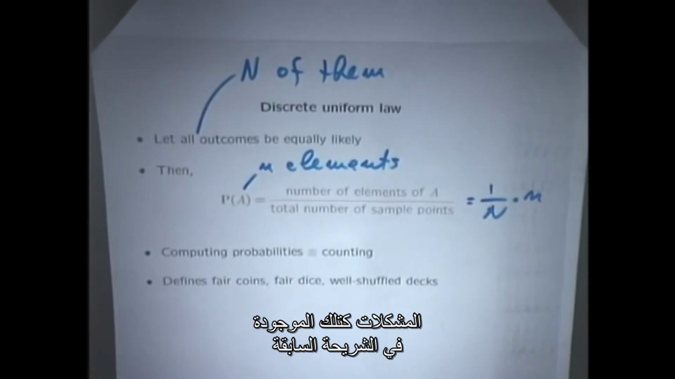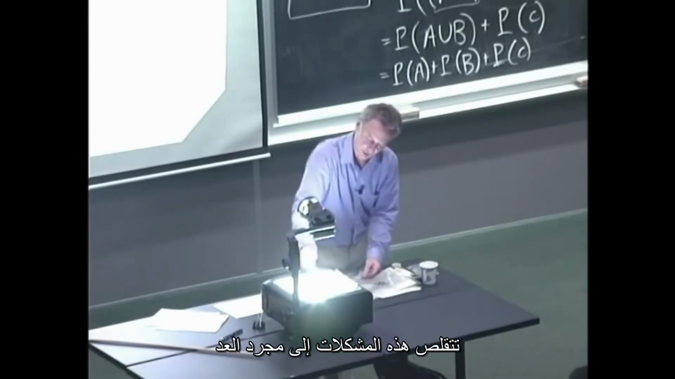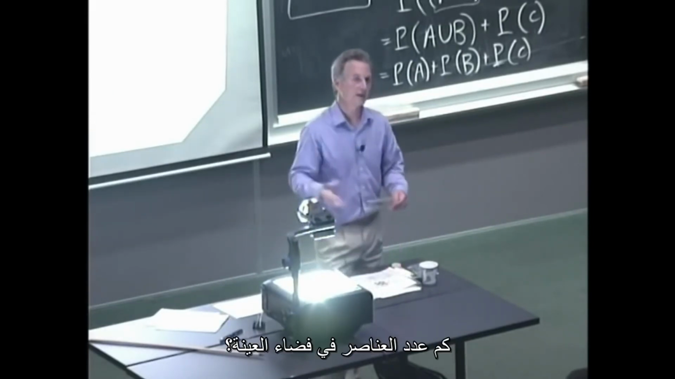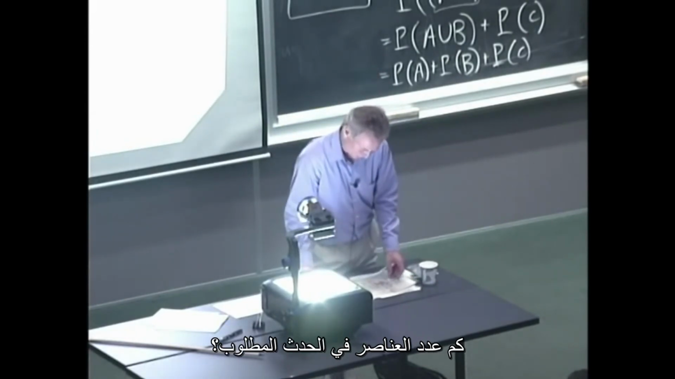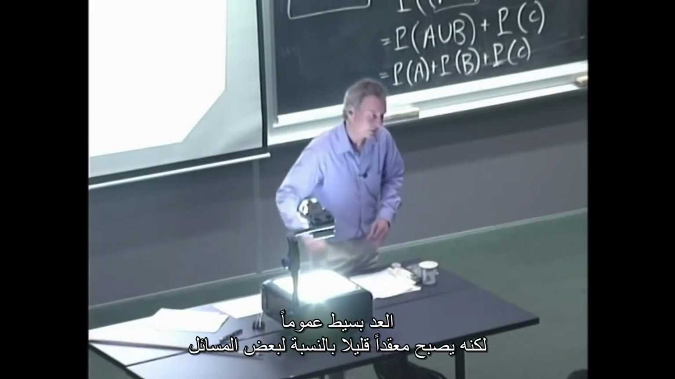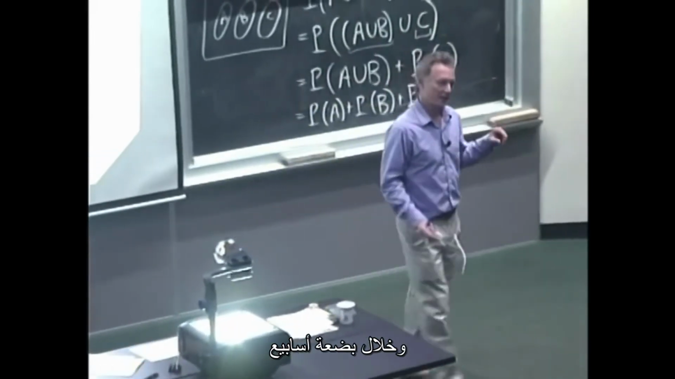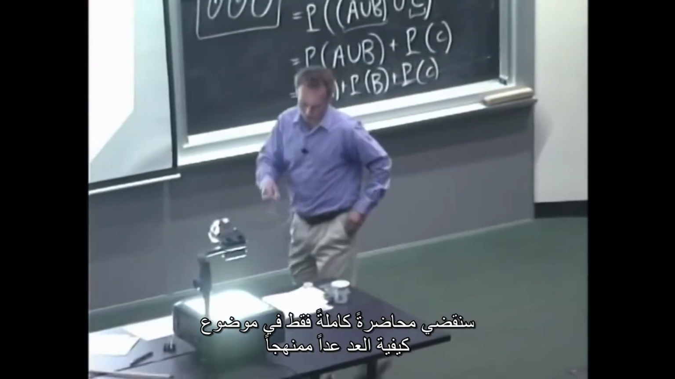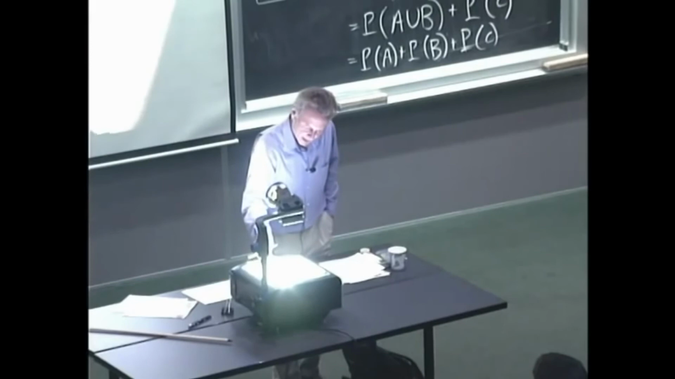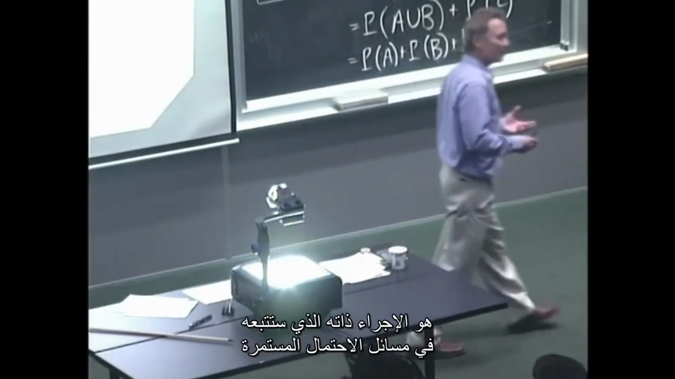So problems like the one in the previous slide, and more generally of the type described here under a discrete uniform law, reduce to just counting. How many elements are there in my sample space? How many elements are there inside the event of interest? Counting is generally simple, but for some problems it gets pretty complicated. And in a couple of weeks we're going to have to spend the whole lecture just on the subject of how to count systematically.